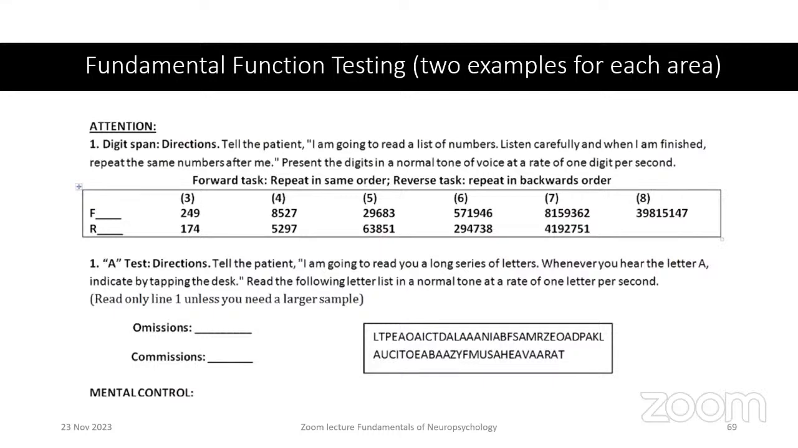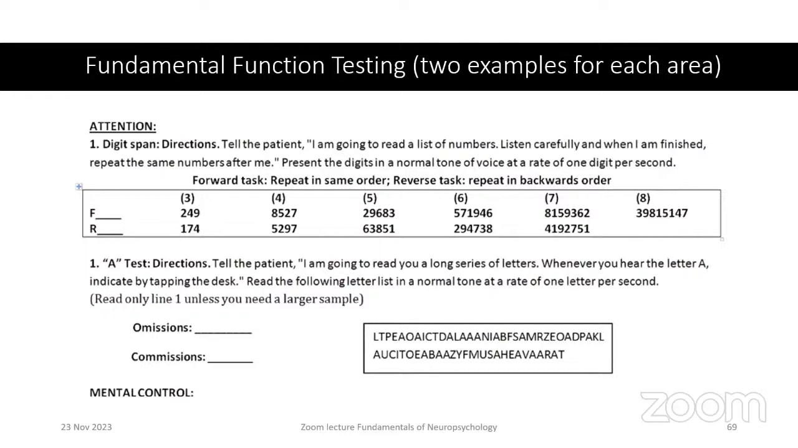The two examples you can see: the digit span. Tell the patient, I am going to read a list of numbers. Listen carefully, and when I am finished, repeat the same numbers after me. Present the digits in a normal tone of voice at a rate of one digit per second. 2, 4, 9. Yes, tell again. 8, 5, 2, 7. Like that, you go on up to 8 digits forward, and ask them to repeat similar digits backwards. That's the first test for attention.